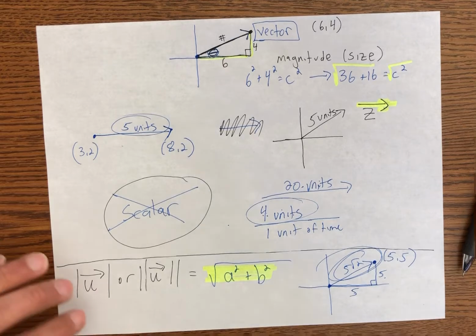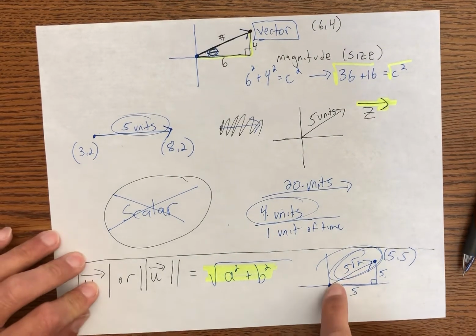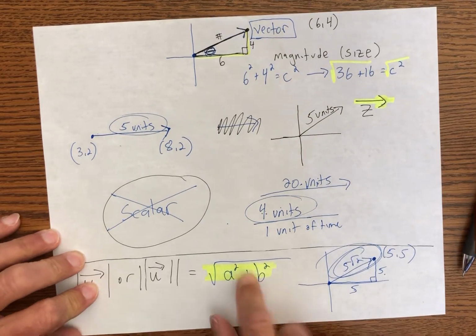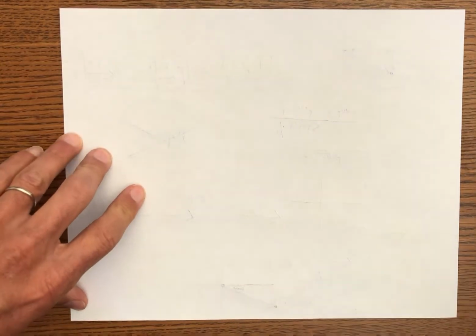The next thing we're going to talk about, magnitude, first off, is the size. So whenever it's asking you to find the magnitude, it's just asking you for this formula. The next thing we're going to talk about is the correct way to label these. The correct way to label these is called component form of a vector.